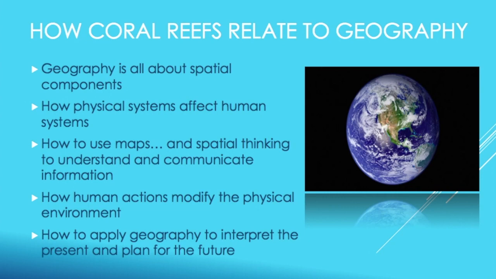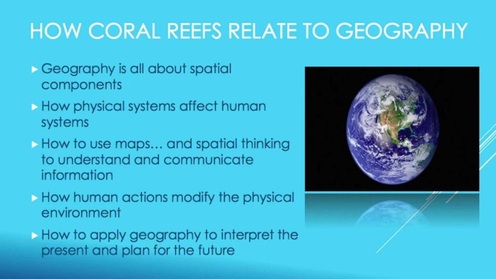How human actions modify the physical environment. So when carbon dioxide is emitted from our cars and emitted into the atmosphere, which in turn ends up in our oceans, is how it negatively affects the physical environment of the coral reefs, so the bleaching events.